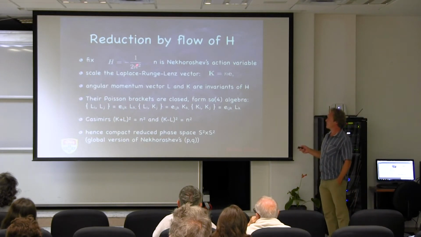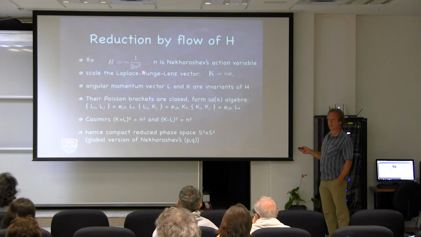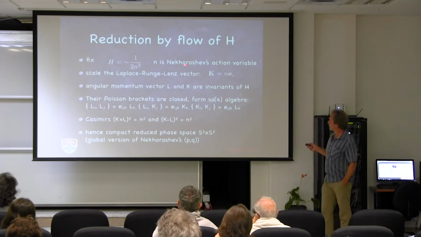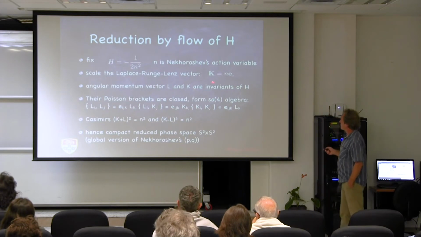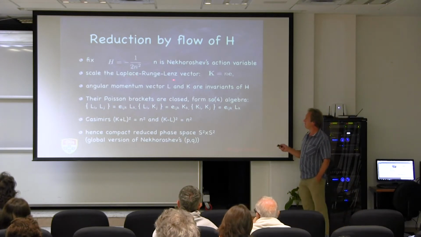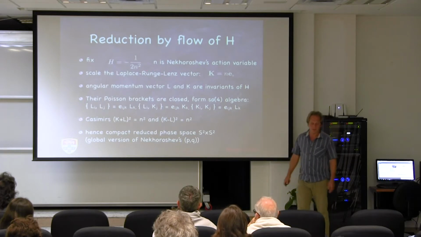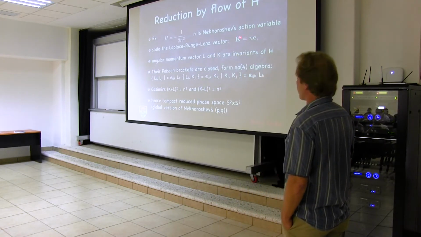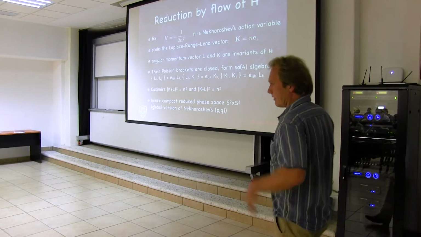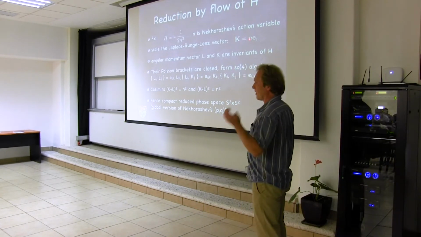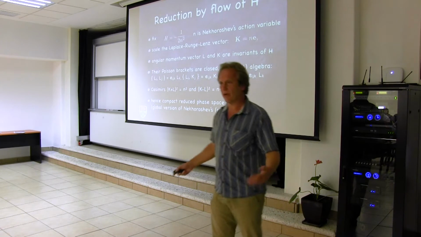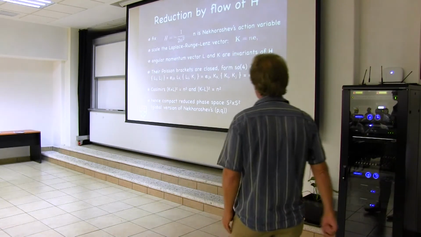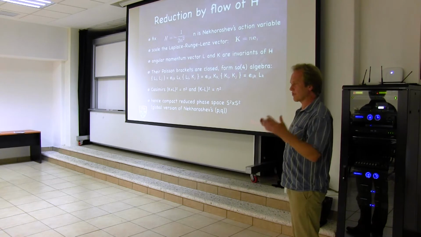Okay, so fix H, and that means also fix n, this action variable, and then quotient by the flow of n. It is natural to scale E, the Laplace-Runge-Lenz vector, with the value of n, or square root of minus 2 times the energy. That is another vector now, k. Of course, it's still an invariant of H, because n is an invariant of H and E is an invariant of H. You have lots of choices for finding invariants of H if you have so many functions.